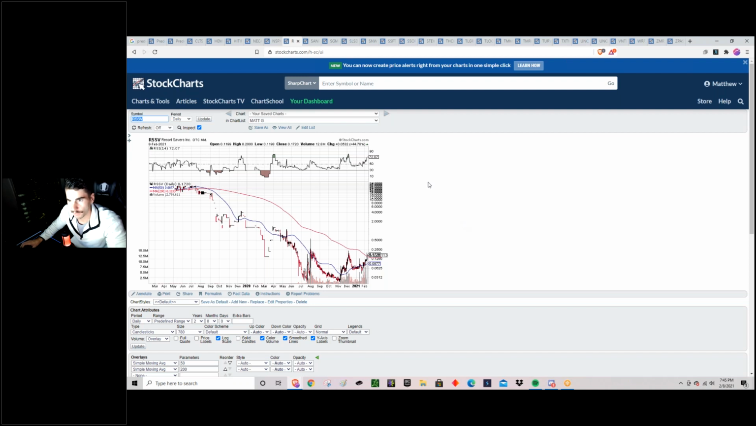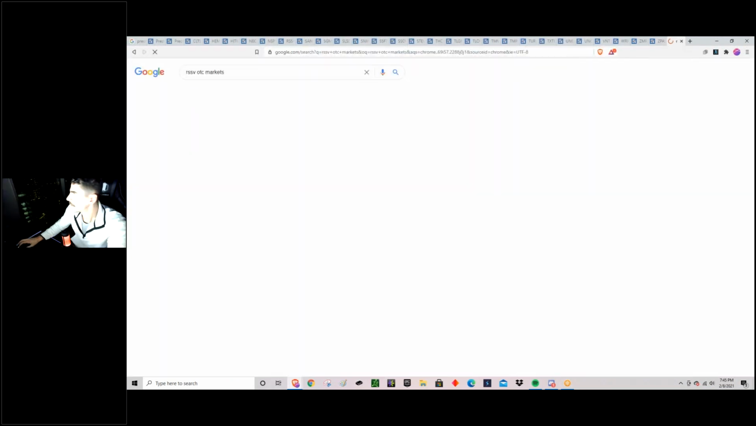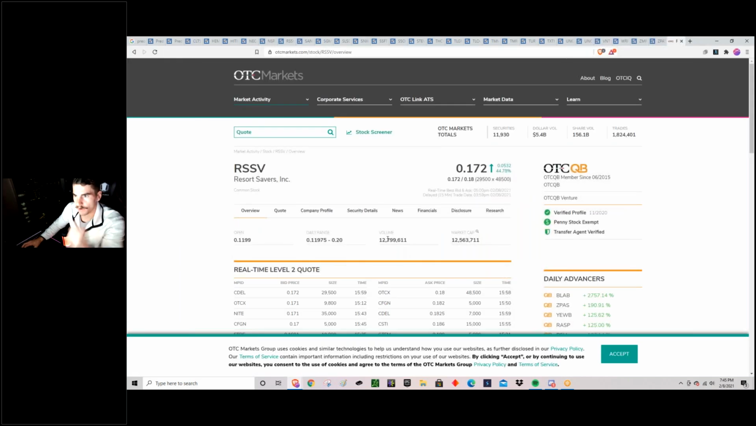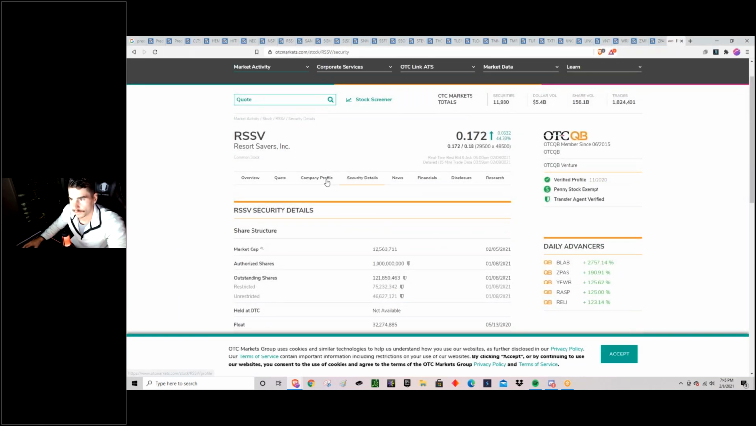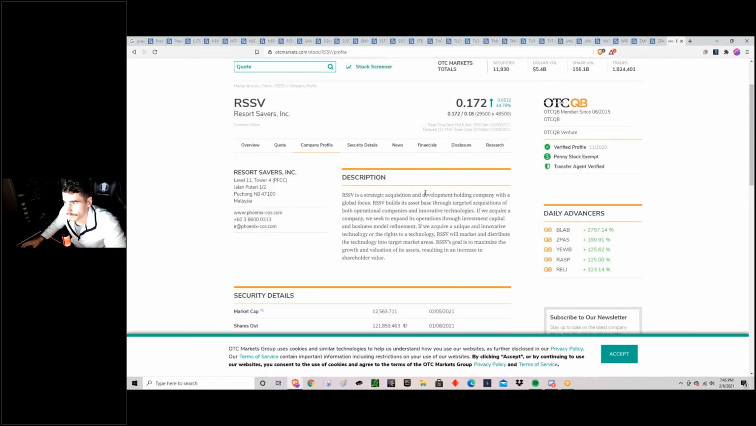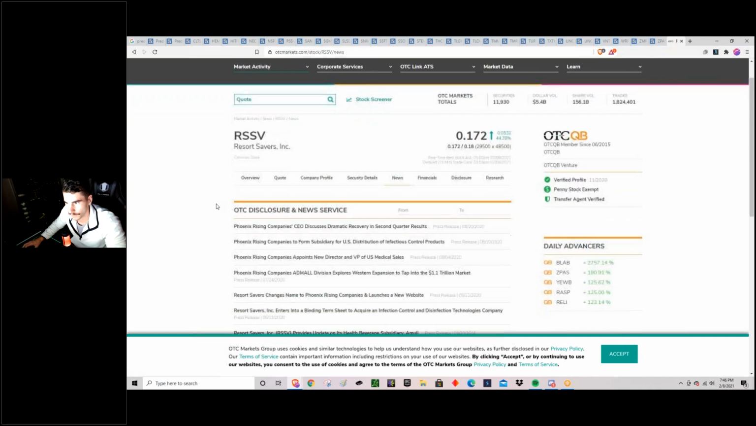This is an interesting chart, very interesting chart. I'll save this. I want to look up what it is real quick though. RSSV, ideally it's a pot stock. Acquisition development holding company, targeted acquisition. So it's another company that doesn't know what it is until it's convenient for the stock, is what it sounds like.